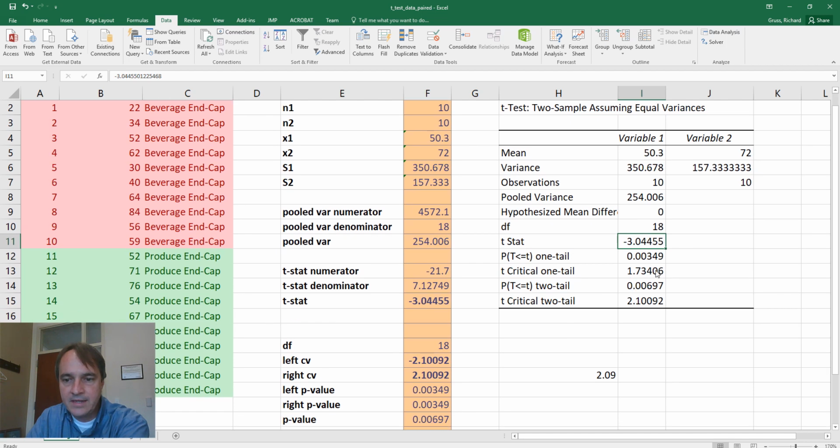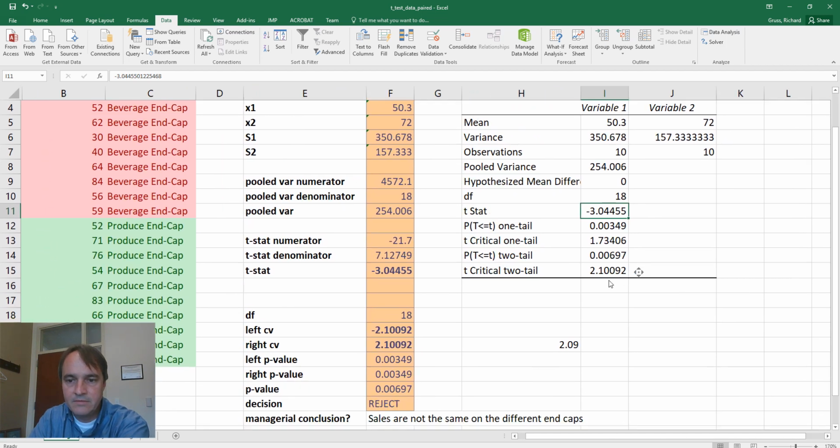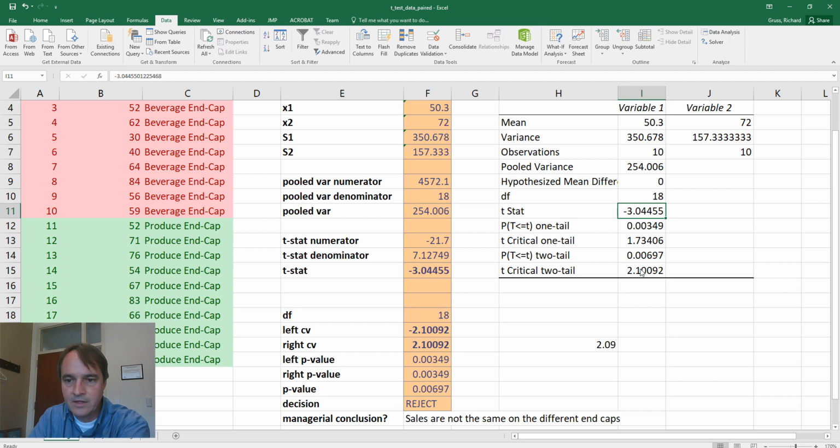Now notice that we didn't calculate the t for one tail. We just did the two tail, and we found that it was 2.1, and so that's what they were doing here. They just calculated the right critical value for the two tail. The p-value for the two tail, they got 0.006, and so that's what we got over here too.